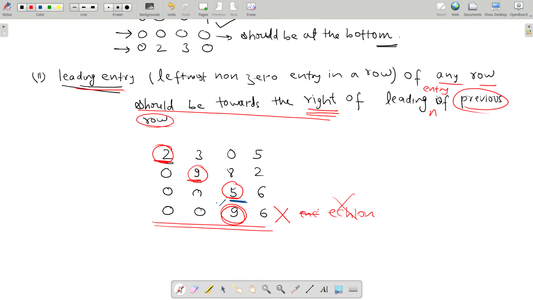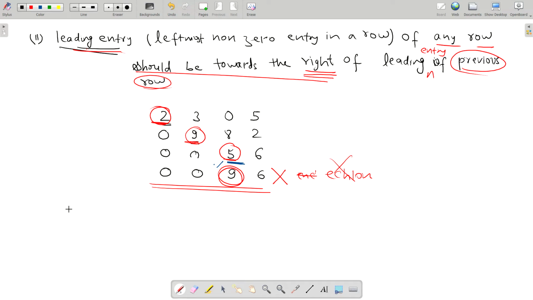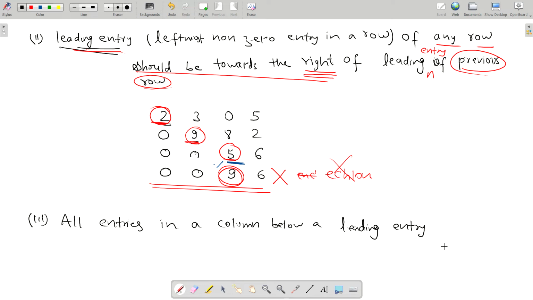The third property that an echelon matrix should satisfy is that all entries in a column below a leading entry are 0. All entries in a column below a leading entry should be 0.